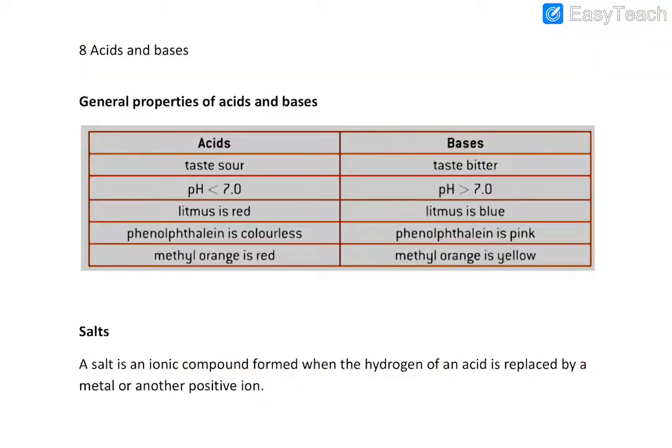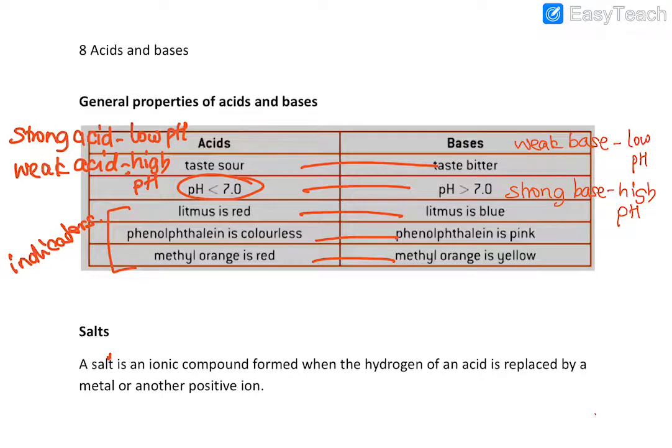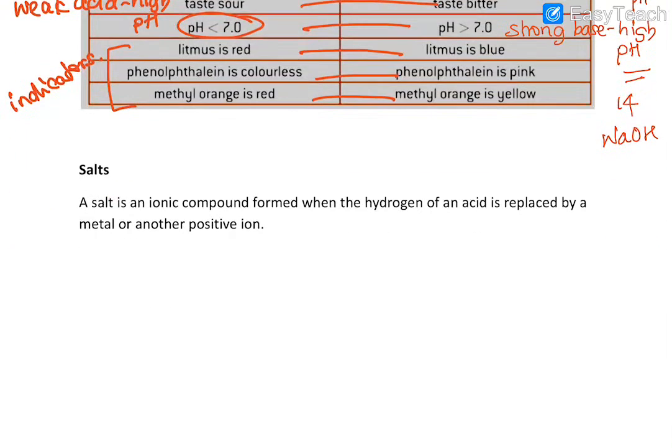Now if we look at properties of acids and bases, difference in taste, pH, color of litmus, color of phenolphthalein, color of methyl orange that you need to know, and these are all indicators. Now for the pH of acids, the weaker the acid, the higher the pH, the stronger the acid, the lower the pH value. And for bases, the stronger the base, the higher the pH. For example, pH 14 is for a very strong base, NaOH, and weak bases will have a lower pH value.